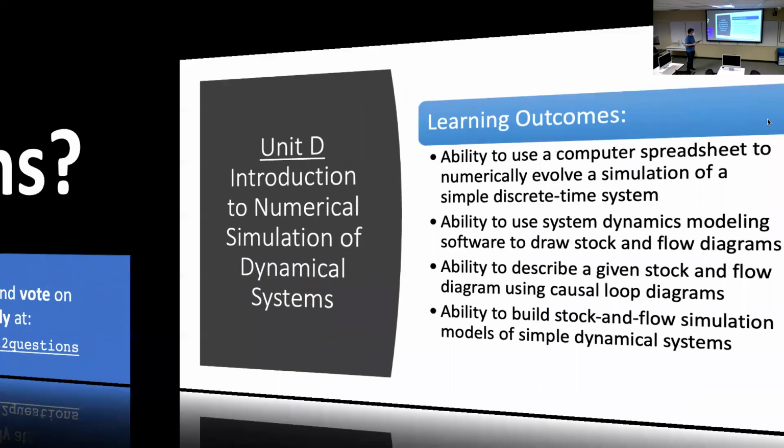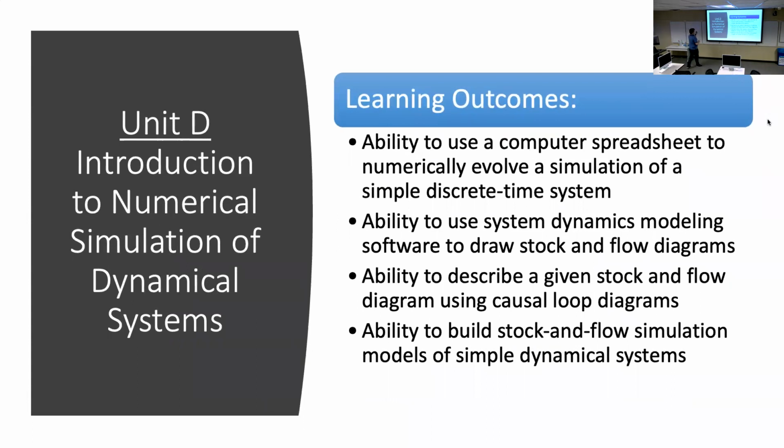All right, so the last unit, the much more simulation-related unit, Unit D, our most recent unit. These are the learning outcomes that I'm expecting you to have by the end of the semester. When you come out of this class, you'll say, I know how to do a simulation. When I say the ability to use a computer spreadsheet to numerically evolve a system, I'm not necessarily going to test you on that on the midterm. These are the learning outcomes for the course, and the ones that come out of this unit.